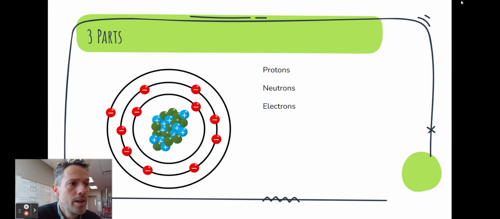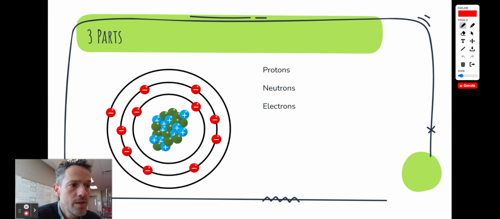Remember that atoms have three parts. We've got protons, neutrons, and electrons. In the center of an atom, we have the nucleus. This is the nucleus here, and it contains two of the different types of particles. The positively charged particles are the protons. The particles that are in this particular model colored green have no charge, and particles with no charge are the neutrons.